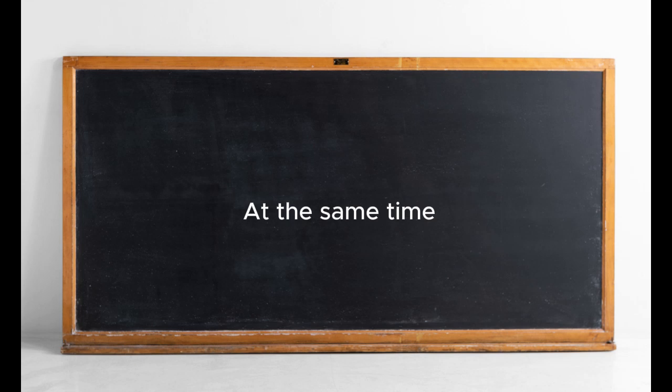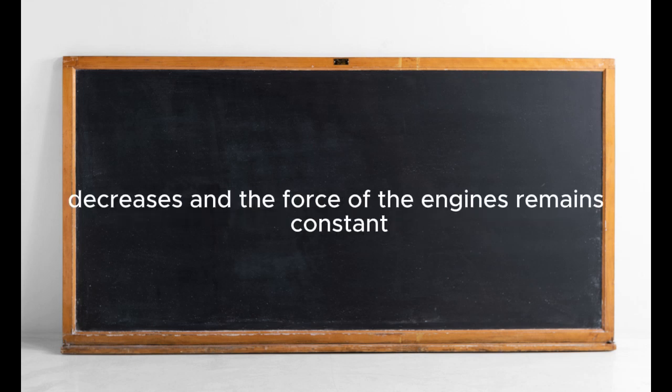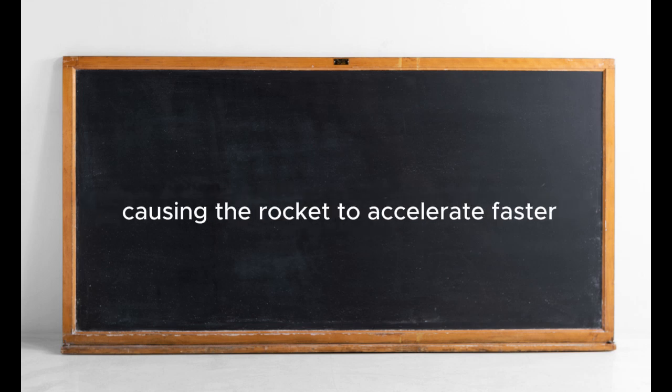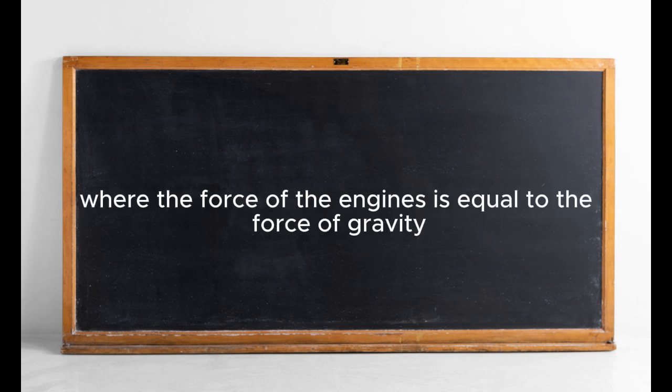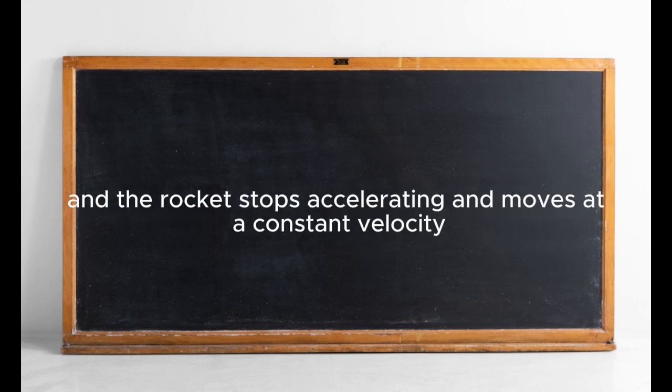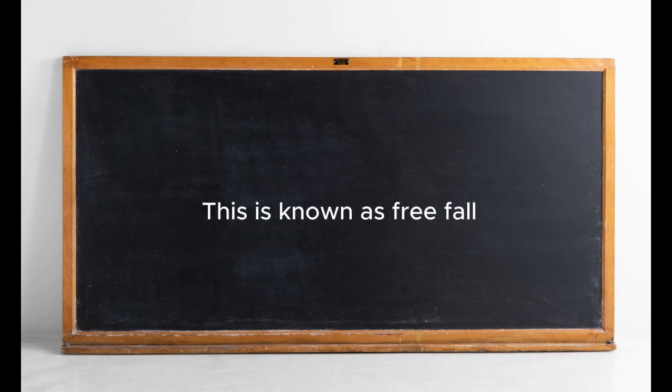At the same time, the force of the engines remains constant. As the force of gravity decreases and the force of the engines remains constant, the net force acting on the rocket increases, causing the rocket to accelerate faster. Eventually, the rocket reaches a point where the force of the engines is equal to the force of gravity. At this point, the net force acting on the rocket becomes zero, and the rocket stops accelerating and moves at a constant velocity. This is known as free fall.